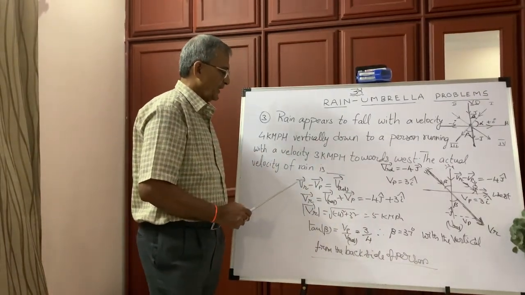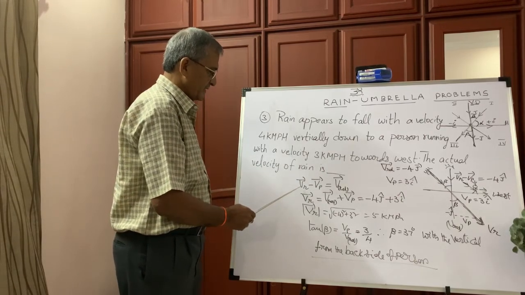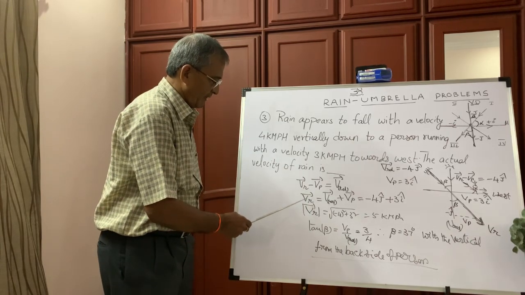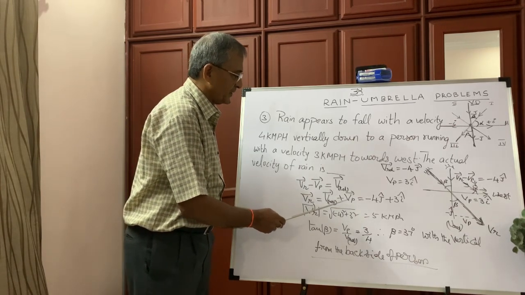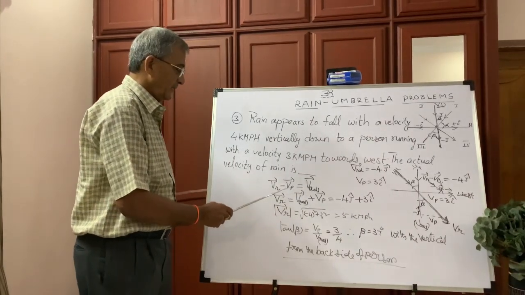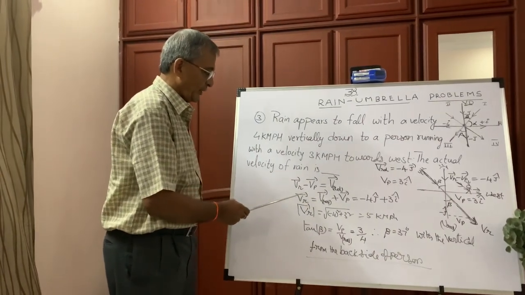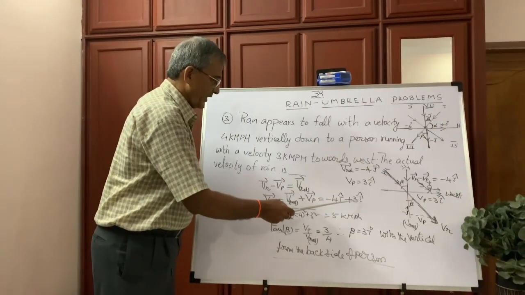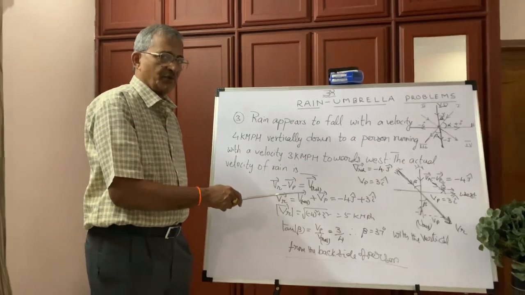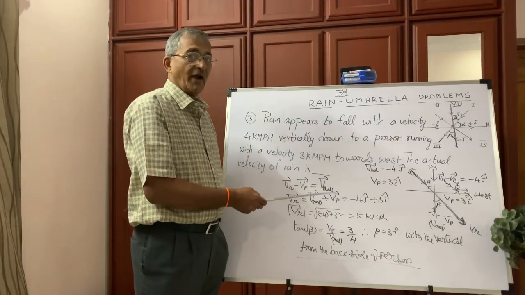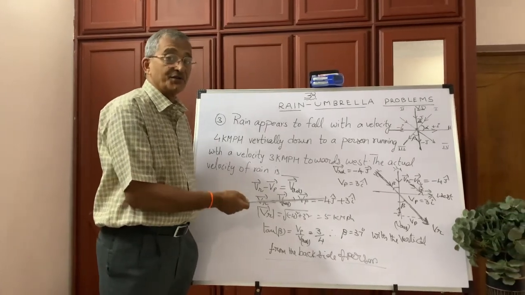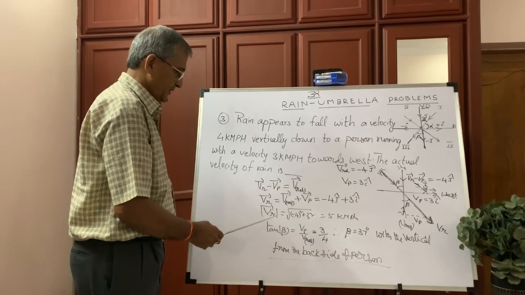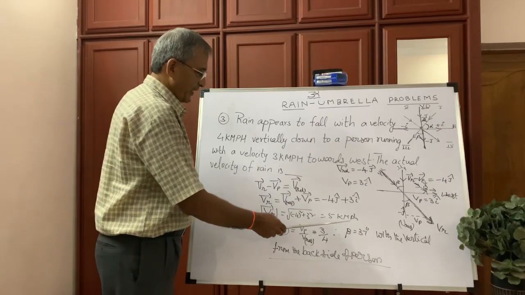As you know, relative velocity is the real velocity minus the person velocity. So actually the real velocity VR bar is V relative plus V person. That means by vector addition, we are going to get the real velocity of rain, that is minus 4j plus 3i. To find relative velocity, we use vector subtraction. To find real velocity, we use vector addition. So VR bar is V relative bar plus Vp bar, and its magnitude is 5 kmph.